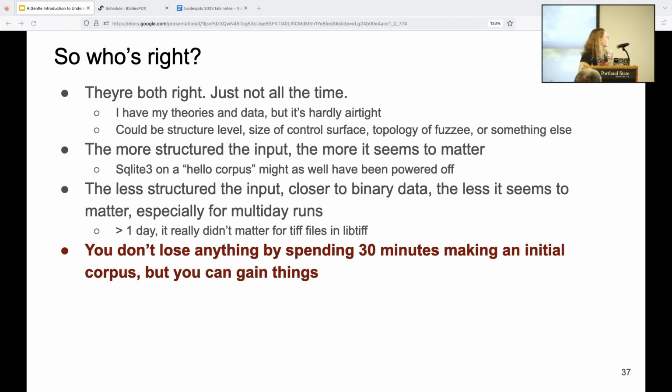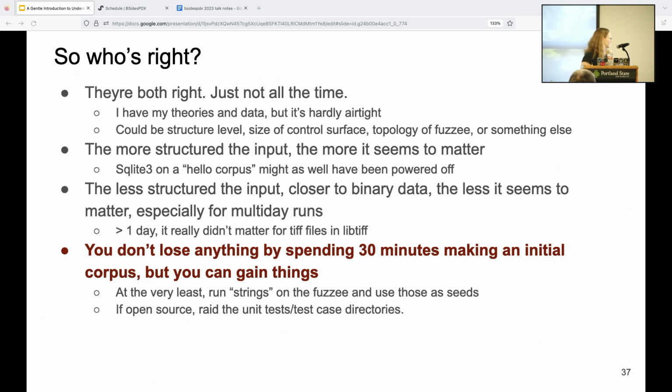So I would say that in general, you don't lose anything by spending 30 minutes to make that initial corpus and make it good. You can only gain, you can't lose. So at the very least, you can be lazy and run strings on your binary and pipe that into the input directory. If you're working on an open source project, somebody did the work for you. Go take their test cases.